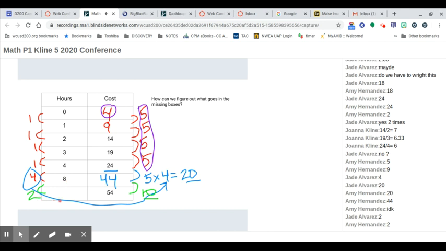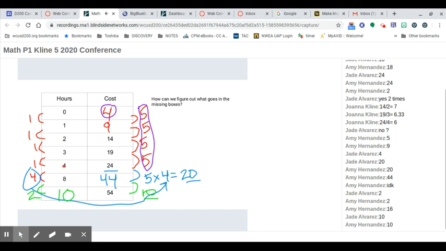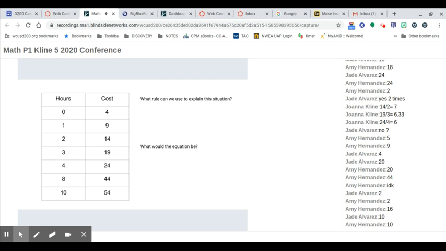8 plus 2 is 10. We're adding 2. So here's 0 plus 1 is 1. 1 plus 1 is 2. 2 plus 1 is 3. 3 plus 1 is 4. 4 plus 4 is 8. 8 plus 2 is 10. All right, so we filled out all the missing boxes. Great work. So now we need to figure out a rule that works.